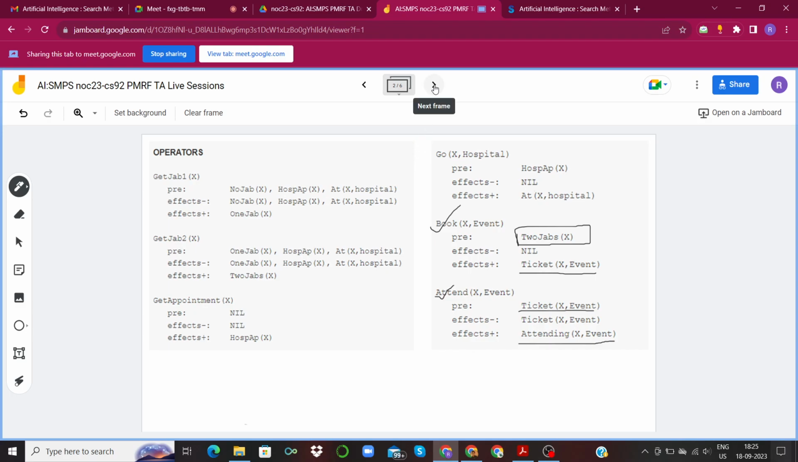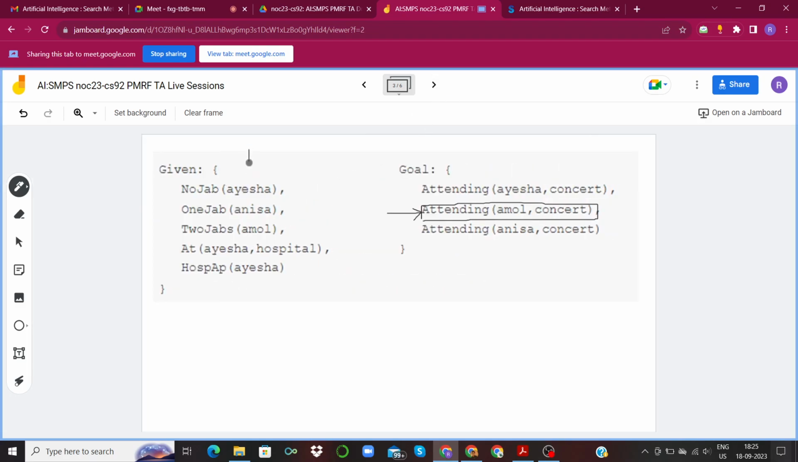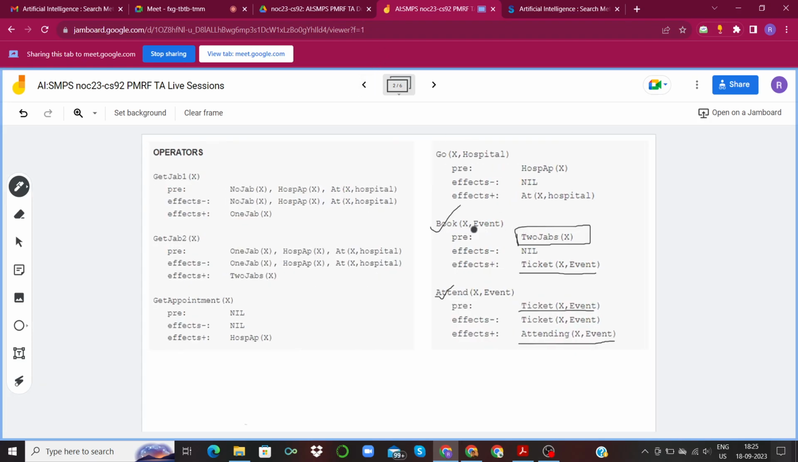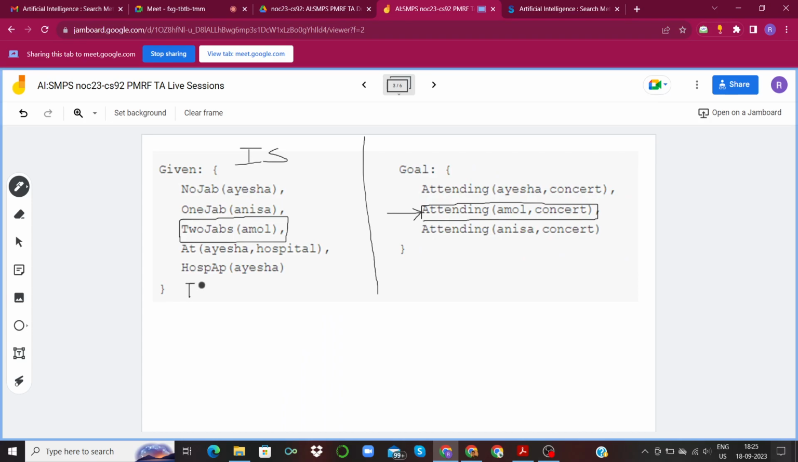So let's have a look whether, as per our initial state that is given to us over here, is 2 jabs Amol satisfied? Yes. So we are already given that Amol has 2 jabs of vaccine, so we can directly apply the book Amol, event operator, and as a result of that, we would have this fact added to our state, which is ticket x, event or ticket Amol, event. Okay, so basically our state would become like this. Ticket Amol, concert.